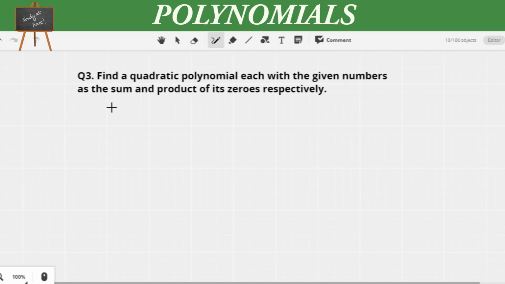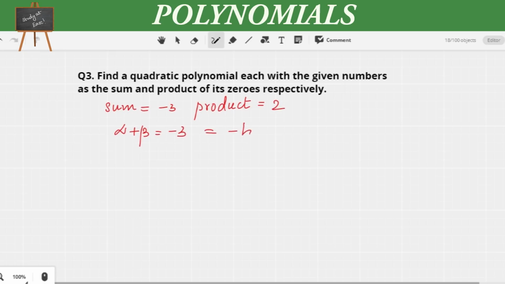Let us do another question. The question says that find the quadratic polynomial, each with the given numbers as the sum and product of its zeros respectively. So in this question, the sum is taken as minus 3 and the product is taken as 2. So sum means alpha plus beta is equal to minus 3 and alpha beta is equal to 2.